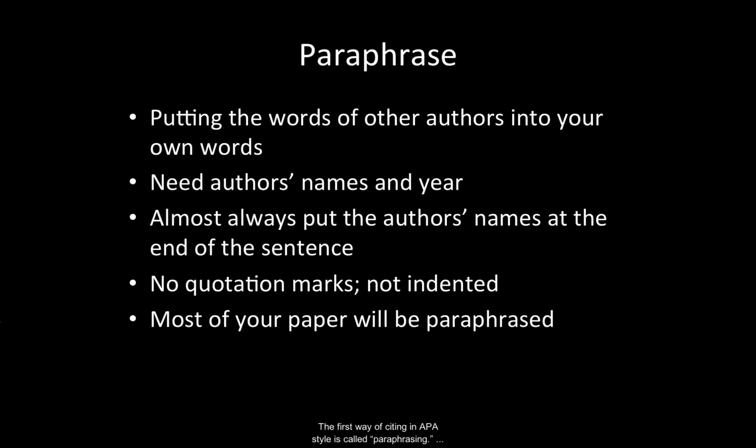The first way of citing in APA style is called paraphrasing. Paraphrasing is defined as putting the words of other authors into your own words. You will need the author's last names and the year, but not the page or paragraph number. In paraphrasing, you will almost always put the author's names at the end of a paraphrase sentence. There are no quotation marks and a paraphrase is not indented. Most of your APA-style research papers should be in the paraphrased format.